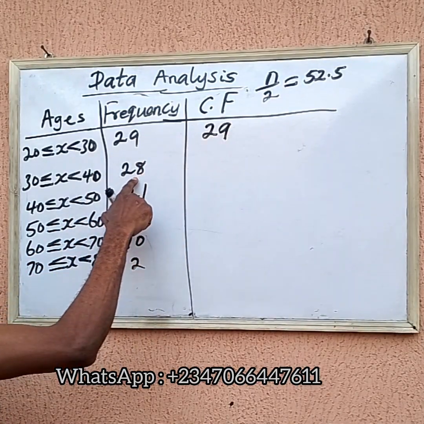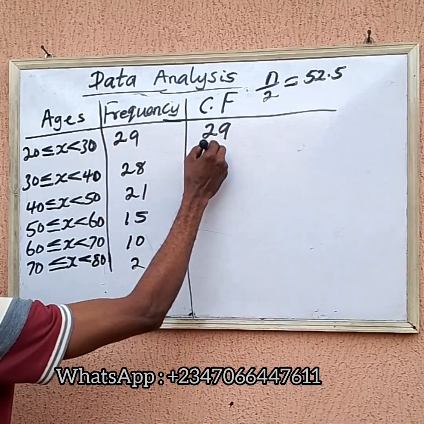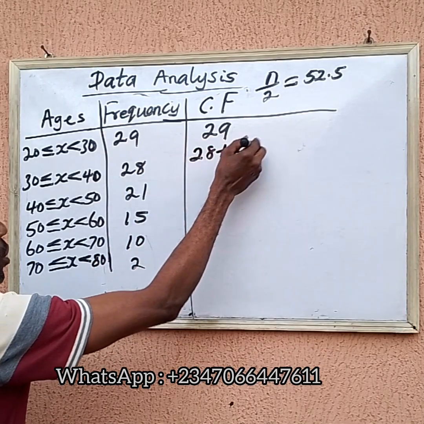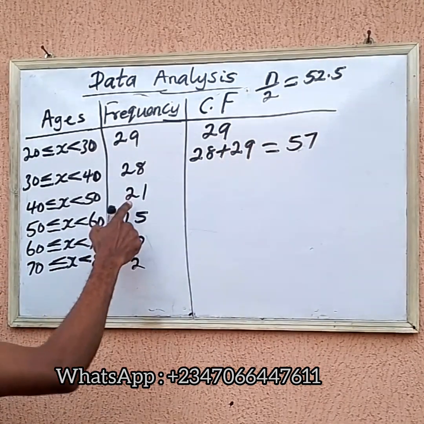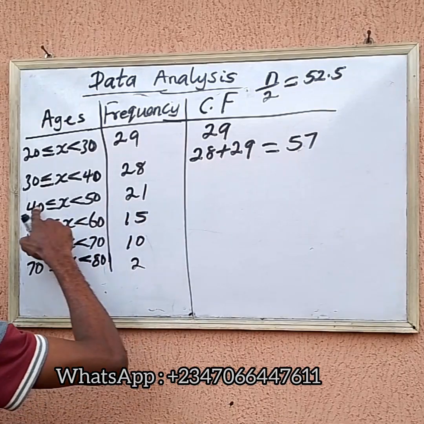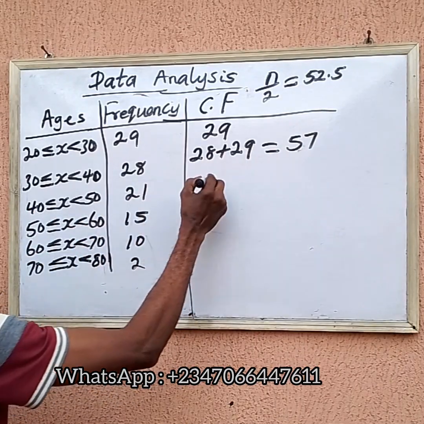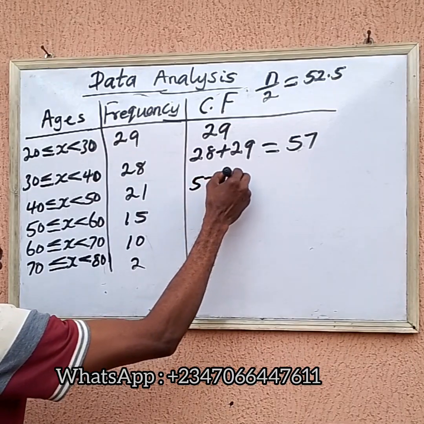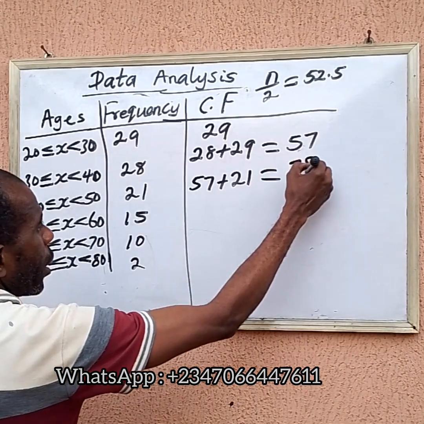Now, to get the second cumulative frequency, this one will be added to this one. It gives us 28 plus 29, then this will give us 57. Let's also get this one. To get this one, the cumulative frequency of this class will be this 57 plus its own frequency. That's 57 plus 21. Then this will give us 78.